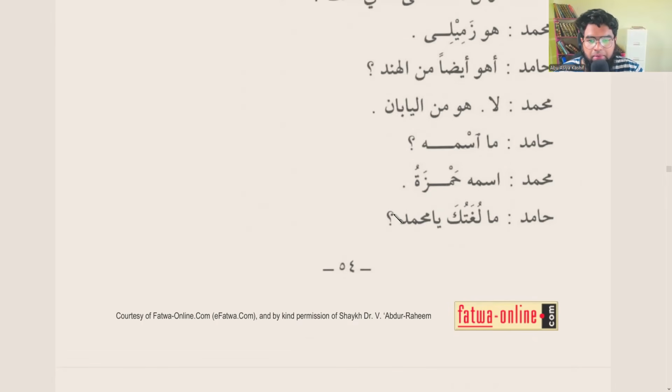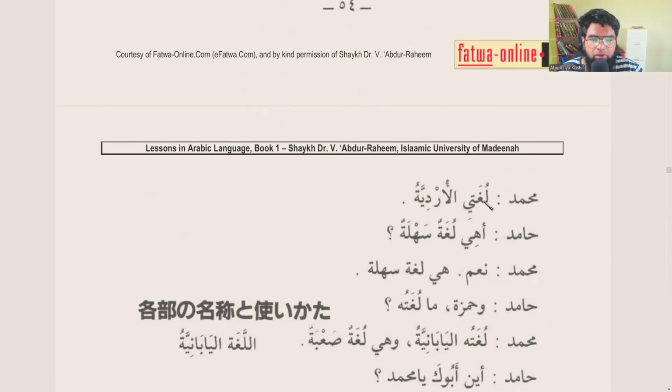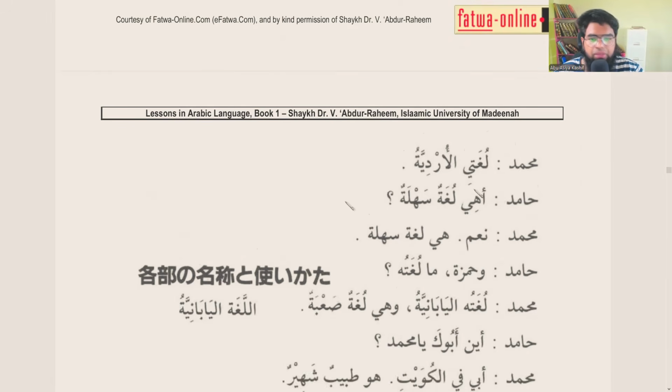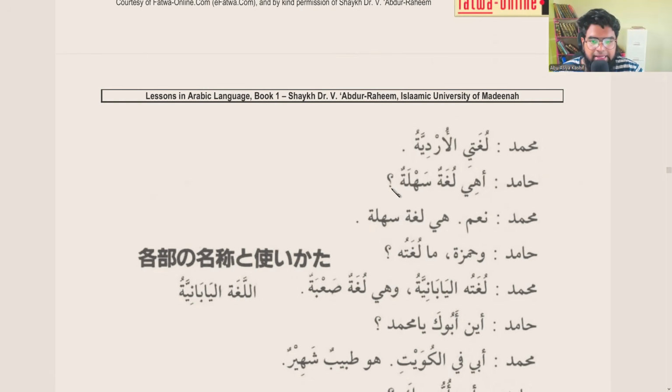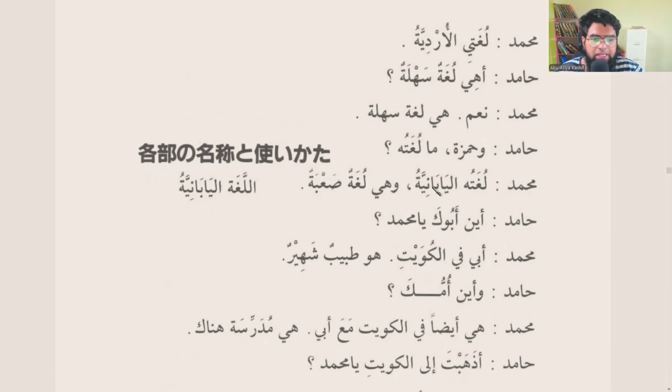Ma lughatuka ya Muhammad. We have the ka here, an attached pronoun. Lughatu, language. Ka, your language. What is your language, O Muhammad? Lughati al-Urdiya. You can join with the fatha also. My language is Urdu. Hiya lughatun sahlatun. Is it an easy language? Naam, hiya lughatun sahlatun. Yes, it is an easy language. And Hamza, what is his language? Lughatuhu al-Yabaniyatu. His language is Japanese.